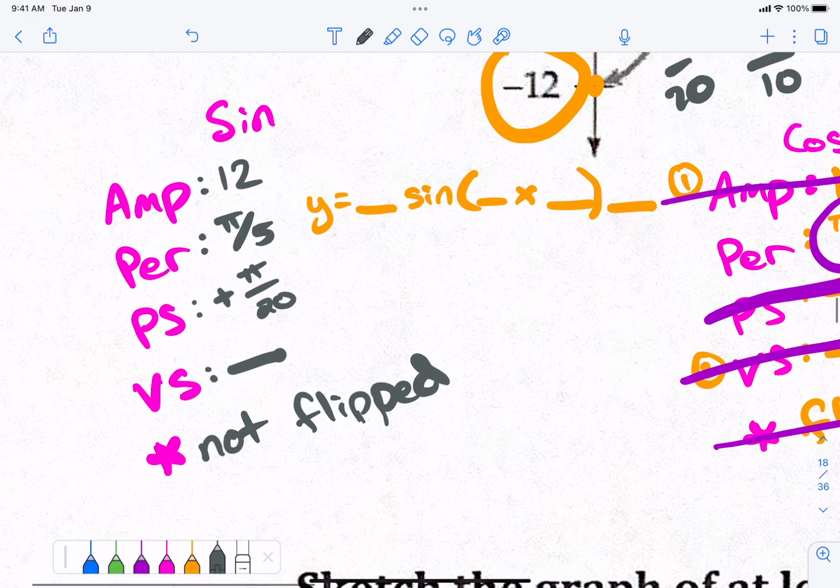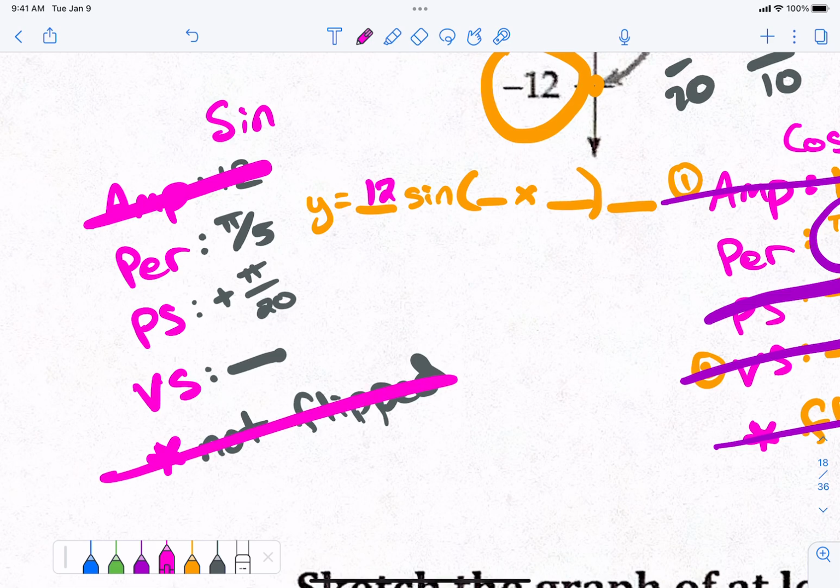Amplitude we know is 12. Does it need to be negative 12? No, because he's not flipped. So I took care of the not flip and I took care of the amplitude, so he's good to go. Vertical shift, the next one.